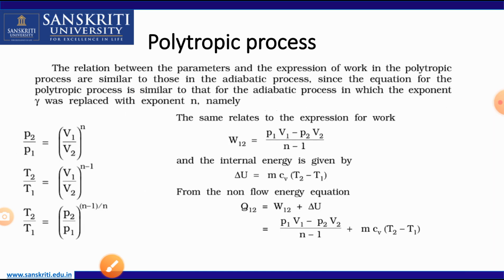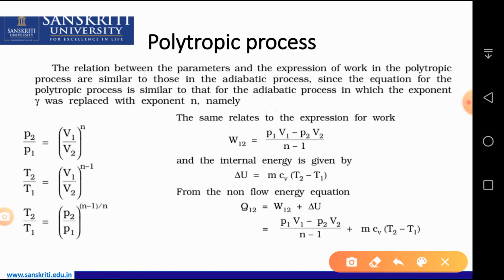Next, polytropic process work done is the same as for the isentropic or reversible adiabatic process, but there is only a change in the gamma value. Gamma value is replaced by n. So we have already derived the relations of the isentropic process, so we only change the value of gamma, we replace gamma equal to n.